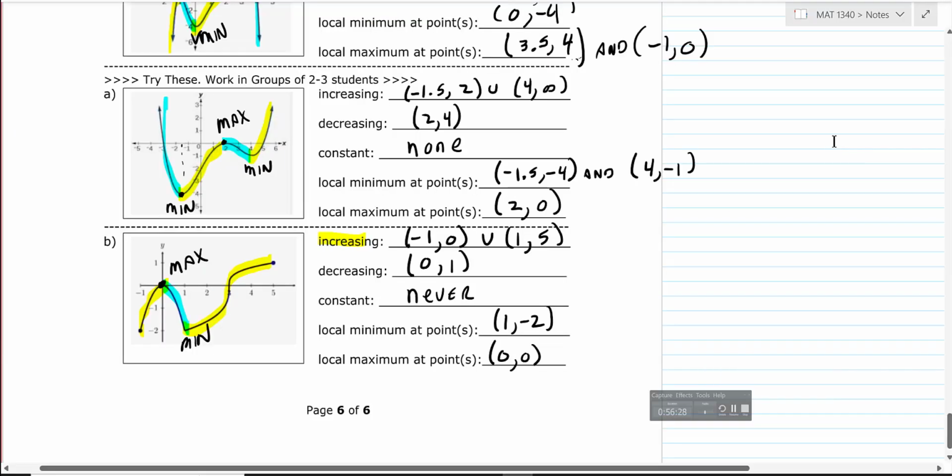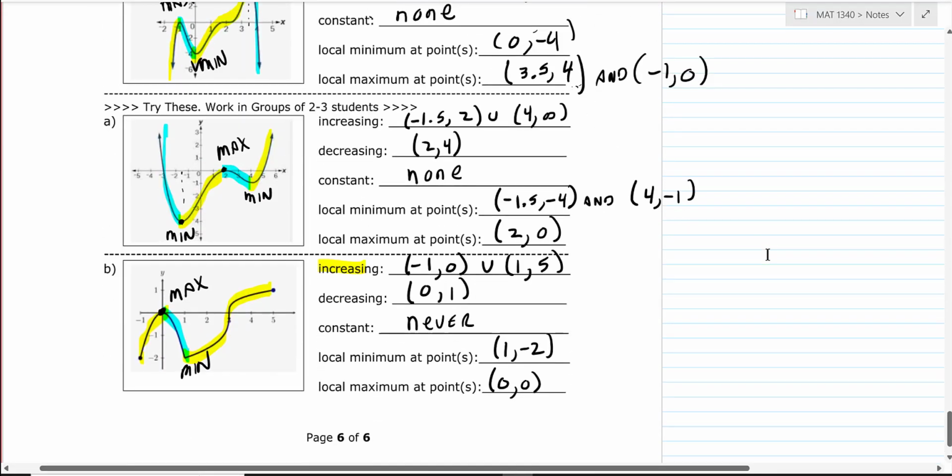Okay, so you can kind of look and see if you did what I did. There's a few little differences on the second one. So increasing, I used -1.5 to 2, and then I did 4 to infinity. So there's no other way to write that. You've got to have parentheses on that.